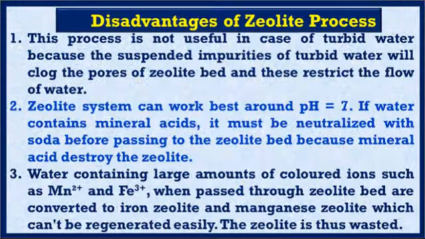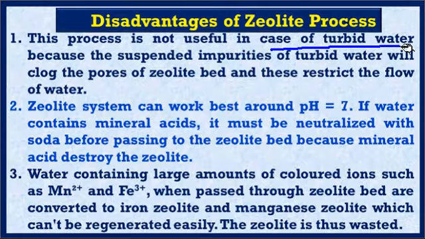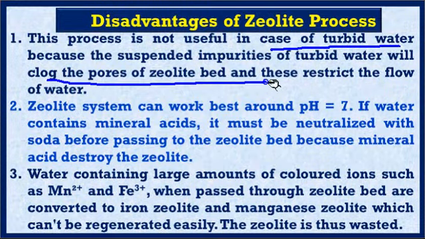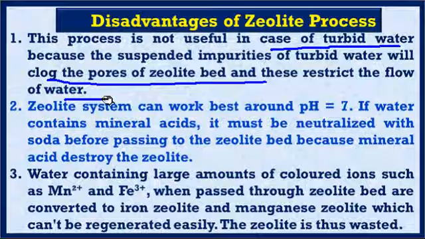Coming towards the disadvantages of the zeolite process, this process is not useful in case of turbid water because the suspended impurities present in the turbid water will clog the pores of the zeolite bed and restrict the flow of water. So if water has turbidity, we must remove the turbidity before passing this water into the zeolite softener.